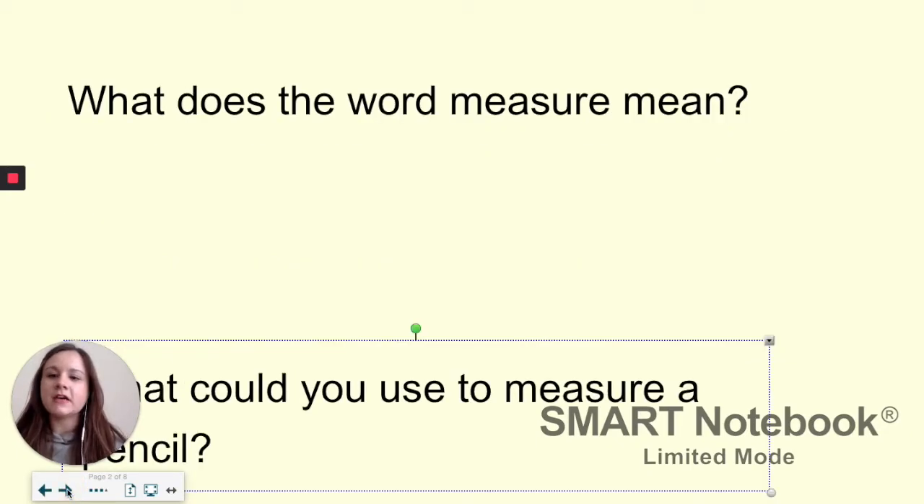So pause the video to tell your adult what the word measure means and what could you use to measure a pencil. So the word measure means that we're trying to find out how long or how tall something is. And we could use a ruler to measure, but today we're going to be using counters and cubes.